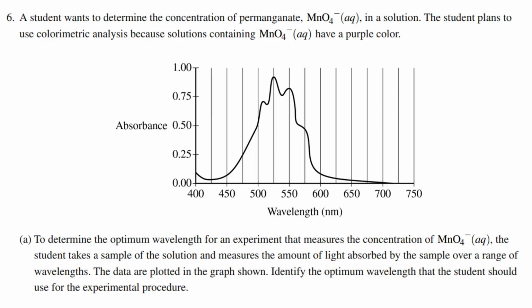To determine the optimum wavelength for an experiment that measures the concentration of permanganate, the student takes a sample of the solution and measures the amount of light absorbed by the sample over a range of wavelengths. The data are plotted in the graph shown. Identify the optimum wavelength that the student should use for the experimental procedure, or they might phrase it as what is the wavelength they should set on the spectrophotometer or the colorimeter. And write on your board what that number should be. You probably already have if you've been thinking about putting it on your board.